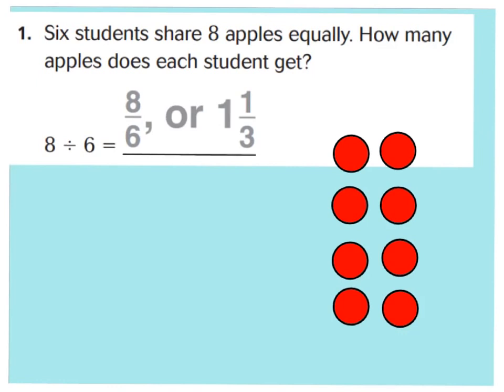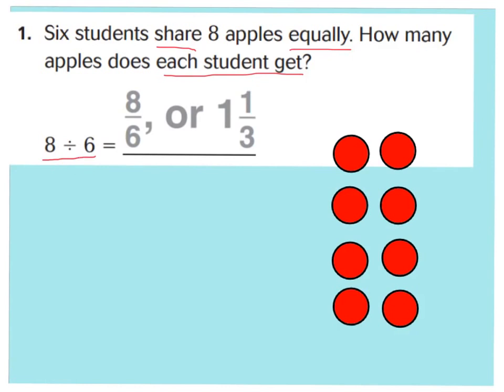Let's read this division problem together for number 1. It says 6 students share. Now share is my clue word that we're dividing. So 6 students share 8 apples equally. That's another clue word. How many apples does each student get? So you're dividing up 8 apples among 6 students. So your equation will be 8 divided by 6 because there's 8 apples dividing into 6 groups or 6 people.